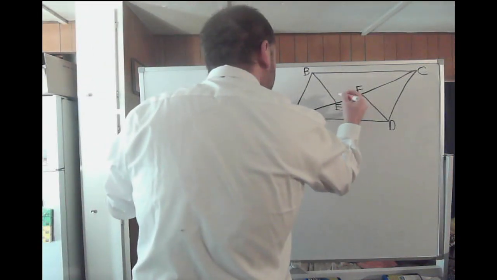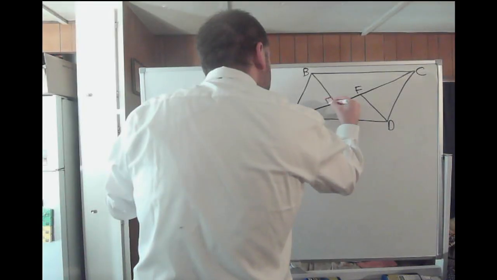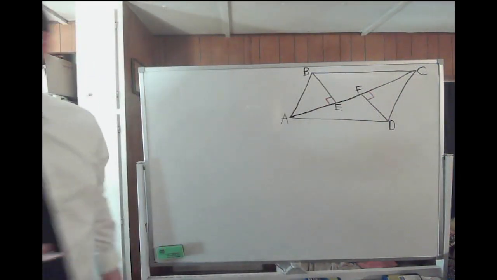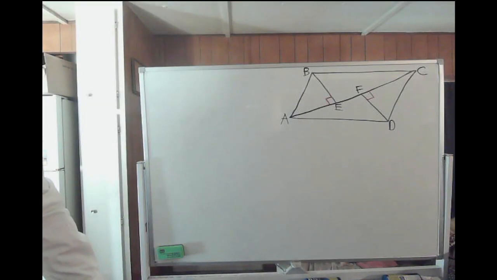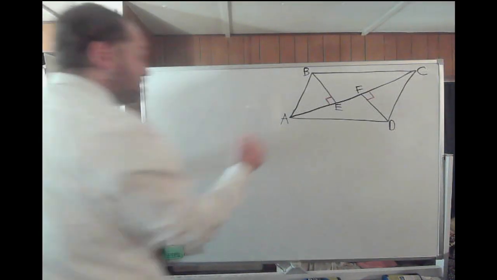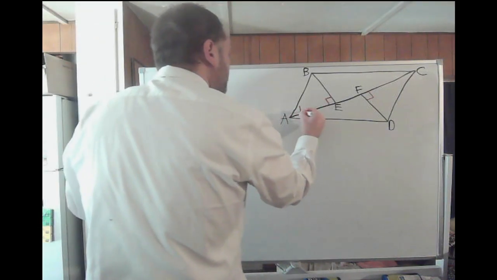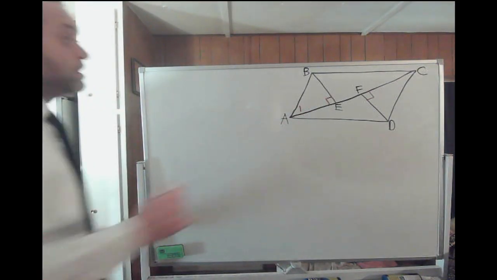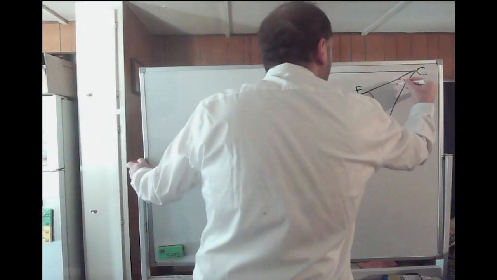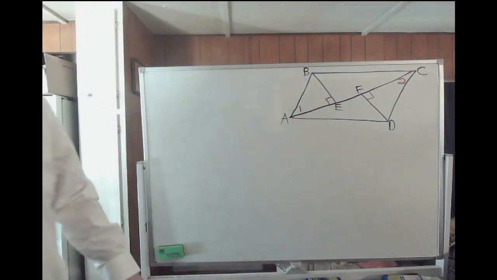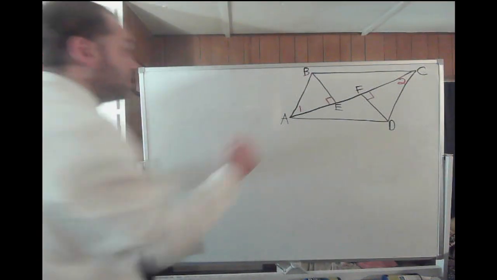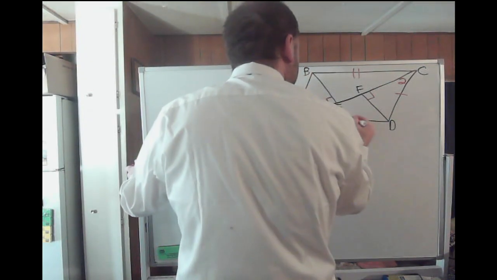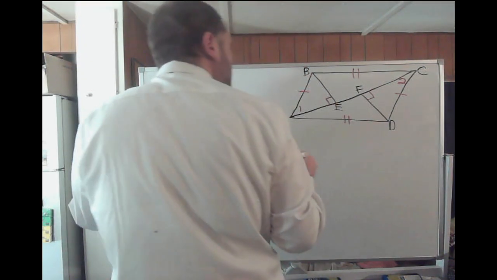We're even given that these are perpendicular here. We're given angle 1 there, angle 2 here, and we're given even some congruent sides.